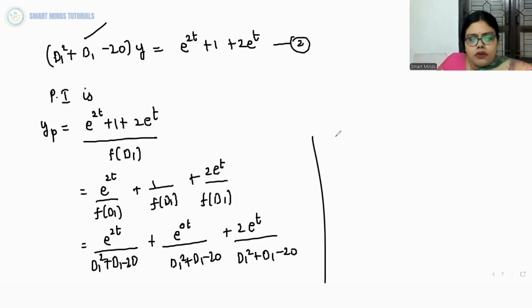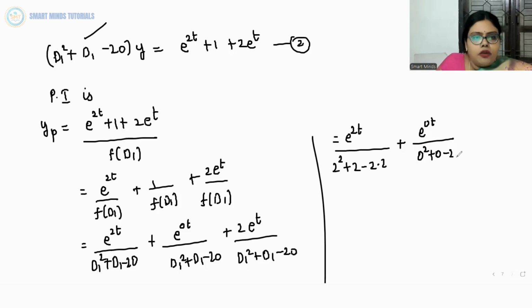So that is equal to e power 2t by, now in the place of D, because here you have 2t, so we put D as 2. So 2 square plus 2 minus 20. Plus, now here you have 0t, so put D as 0. So e power 0t by 0 square plus 0 minus 20. This is 20.